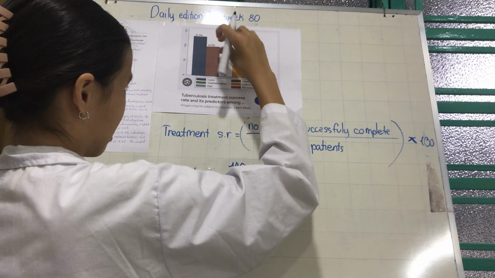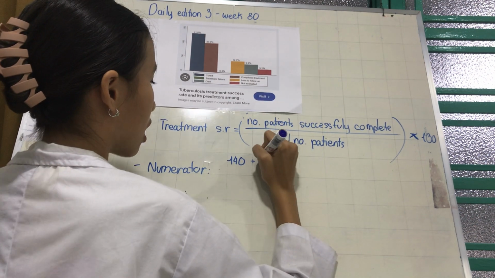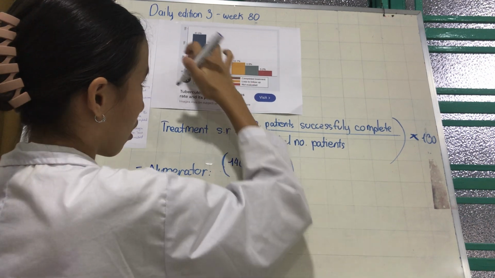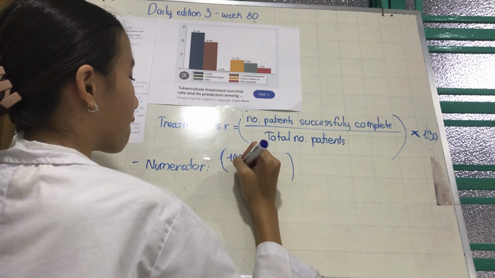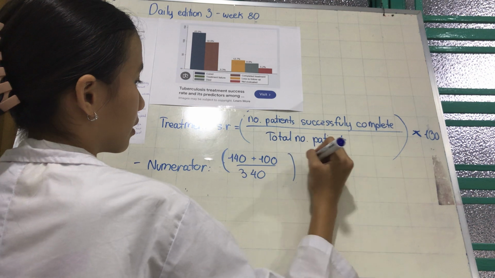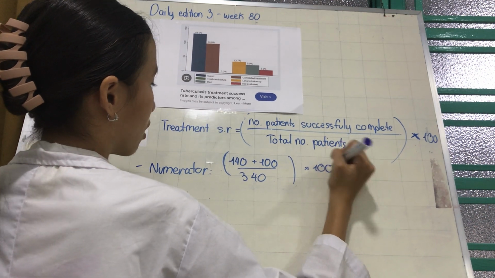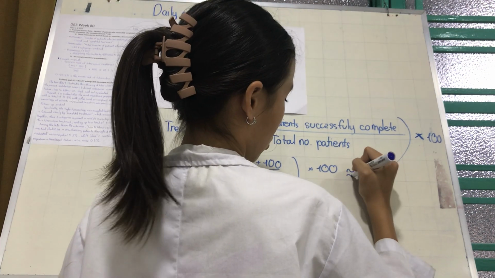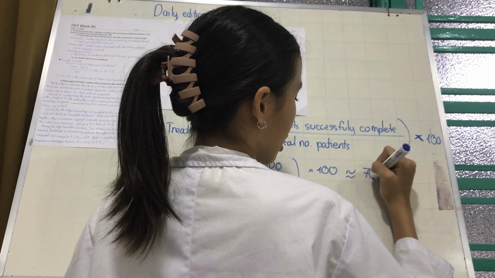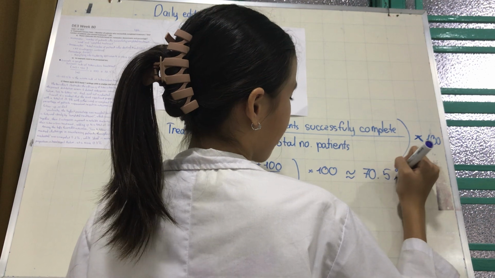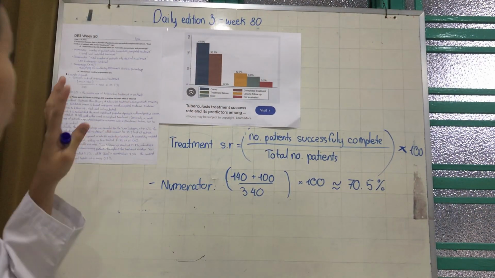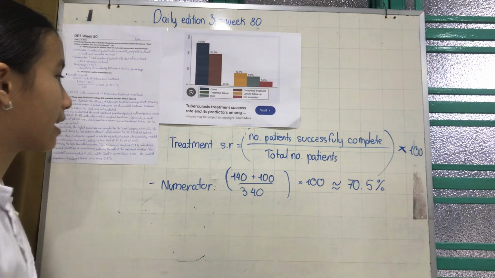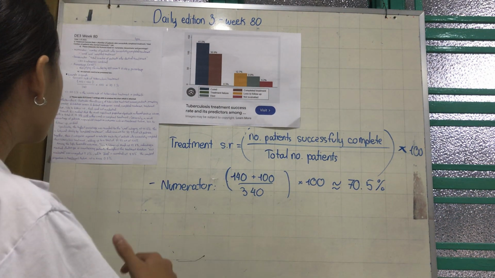And the completed treatment is 100, and this all adds to 340, times 100. This will equal about, not exactly, it's a decimal which is very long, but this is about 70.5%. So that is one example. It also applies for B. That is my example for B, and that is the success rate of the treatment in patients.